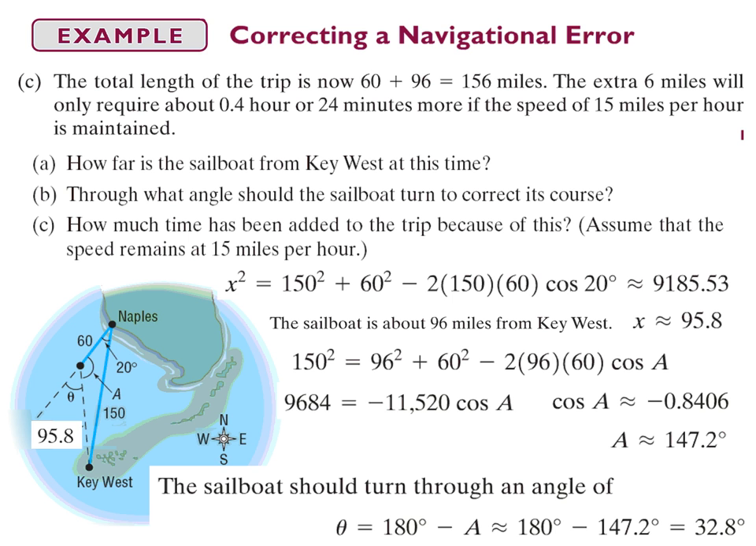So the total length of the trip is now 60 plus 96 is 156 miles. The extra 6 miles will only require about 0.4 hours or 24 minutes if the speed is 15 miles per hour.